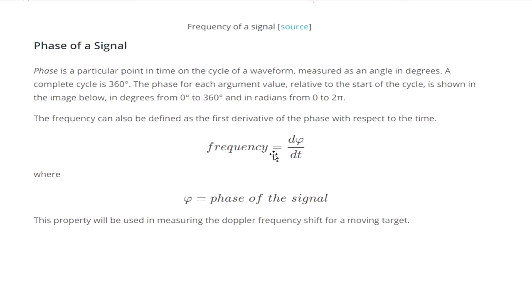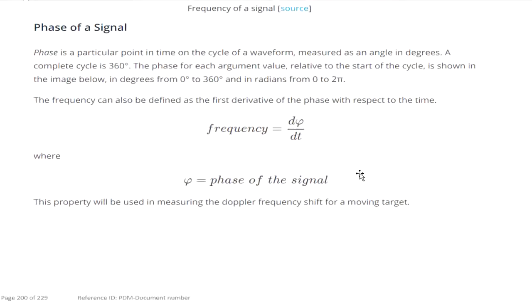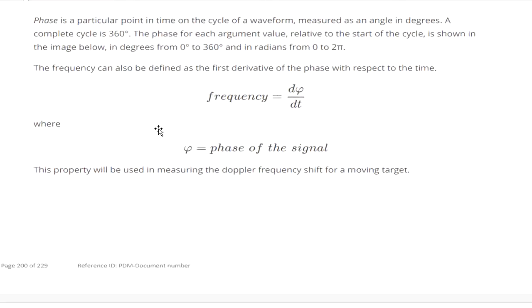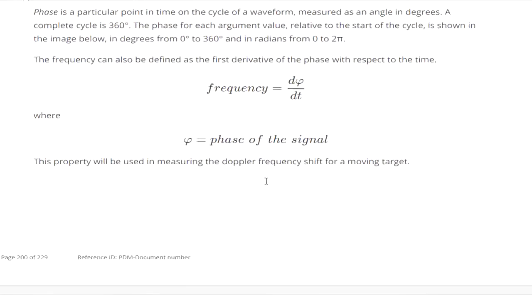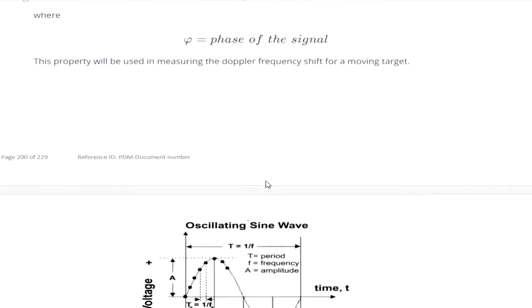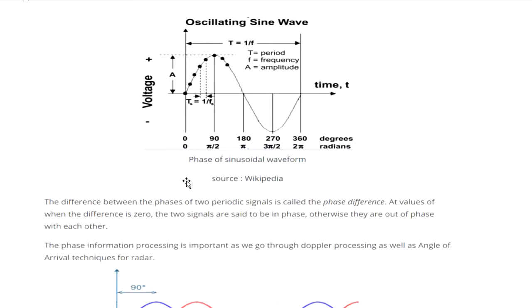So frequency is defined as the first derivative of the phase with respect to time, right? And phi right here is the phase of the signal. This property is used to measure the Doppler frequency shift of a moving target. Right here you can see the oscillating sine wave. The difference between the phases of two periodic signals is called the phase difference. When the difference is 0, the two signals are said to be in phase. Otherwise, they are out of phase with each other.